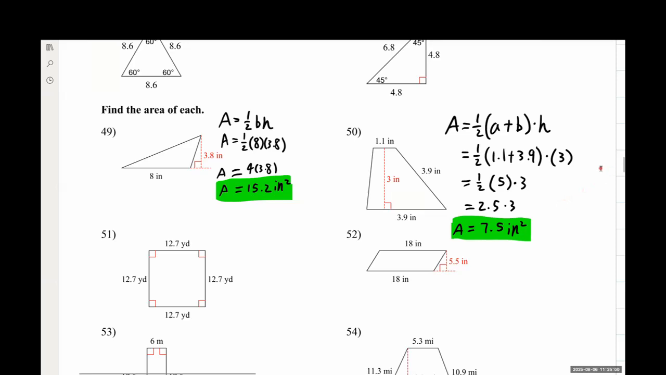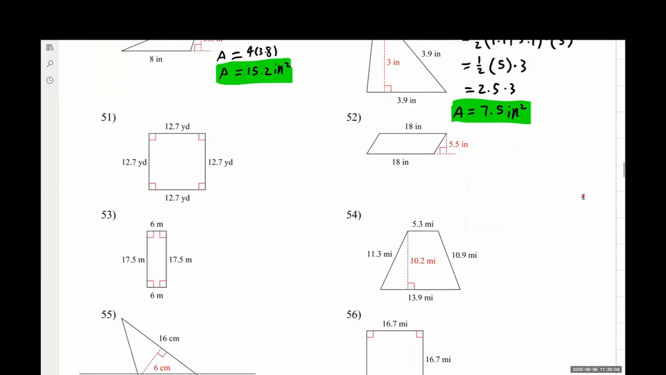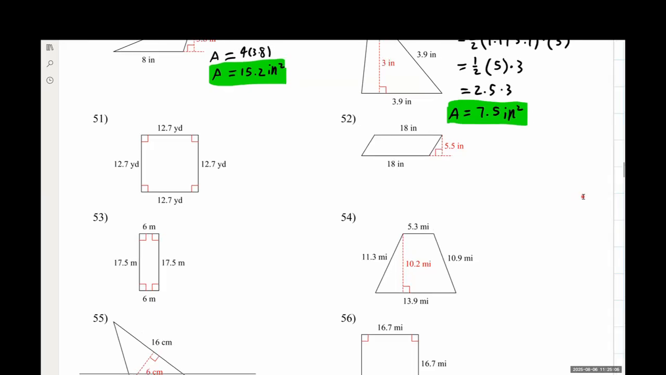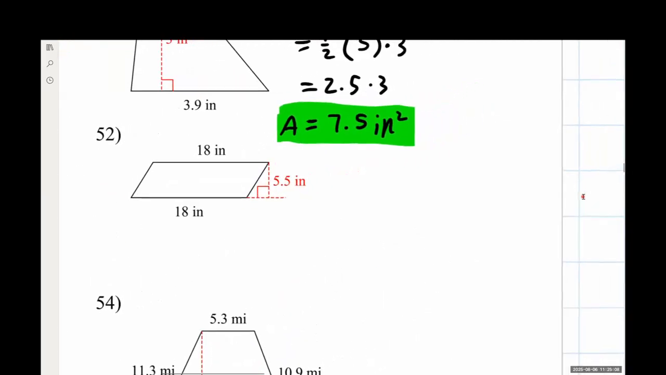We'll scroll down here and see if there's any other ones that stand out to us. Actually, you know what? Let's do 52. Let's get a parallelogram in here. It's right here. Okay, so I'm looking at 52. And again, I want to identify what sort of shape I have been given. This thing looks like a parallelogram.